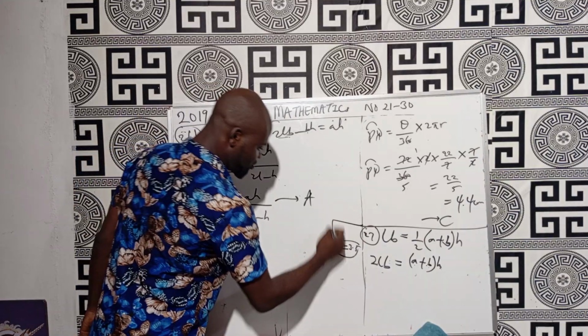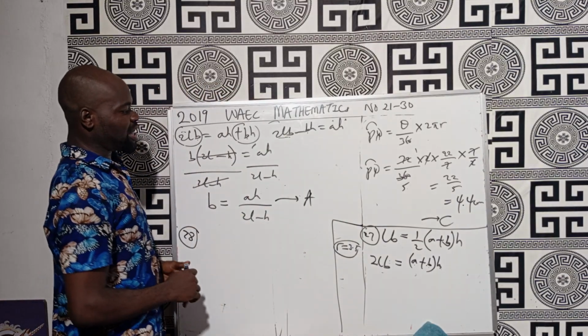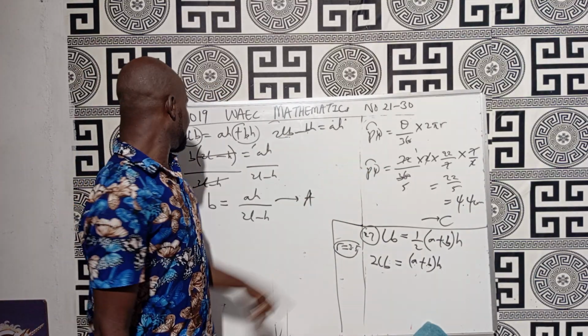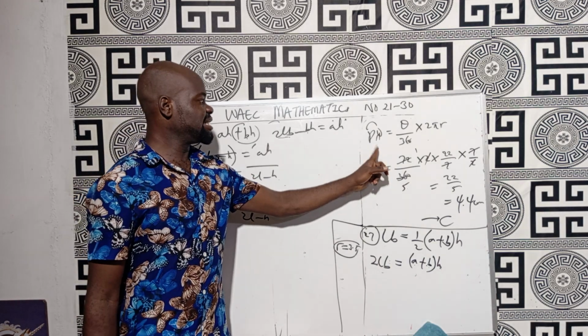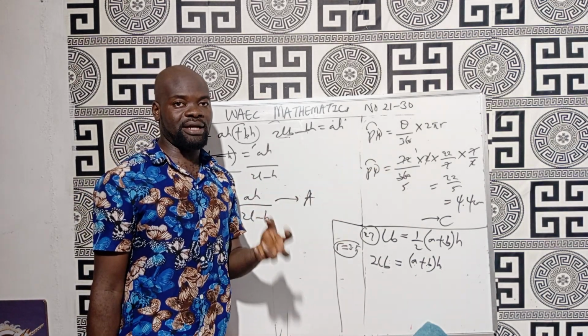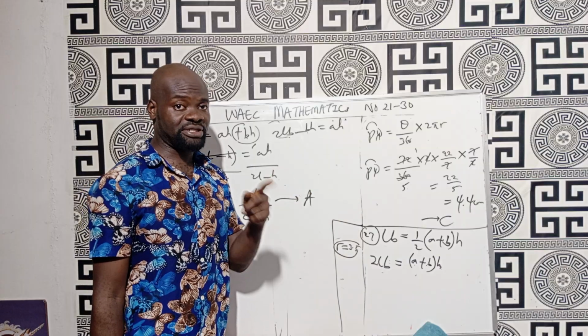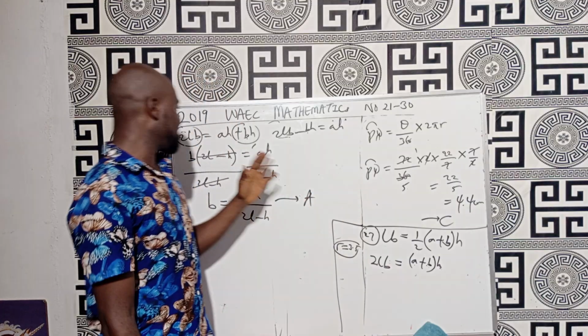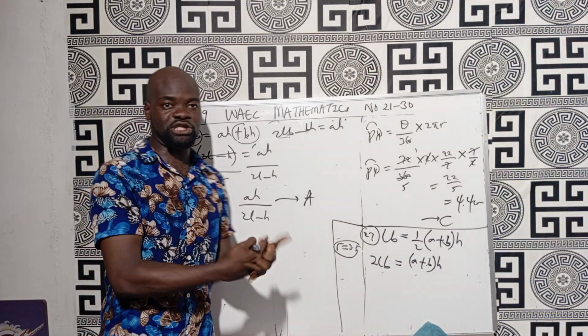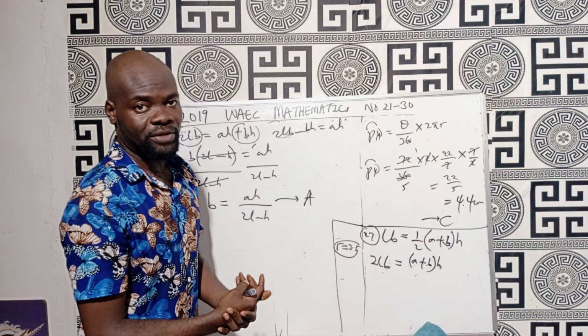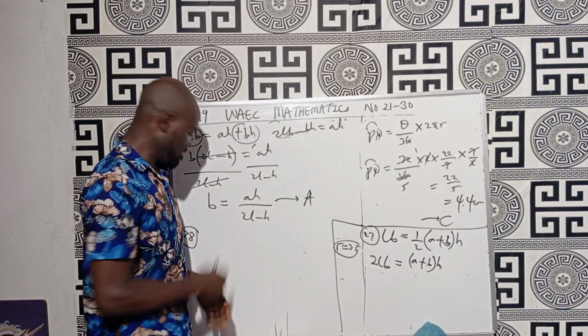We have 2 more questions to go. Number 28. So which topic have we done? That number 26 is taken from arc, sector, and segment of a circle. You can write it down. And this one, you know that one now, is the change of subject of formula. So that's where we can see this. Note it.